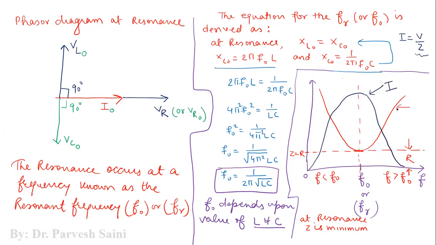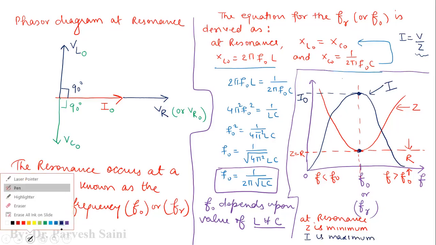And this is the impedance Z. So you can see here that the current is maximum, right? So it is I naught. At resonance, the current is maximum. At resonance, the impedance is minimum. So I is maximum. Right? Now what about the power factor?